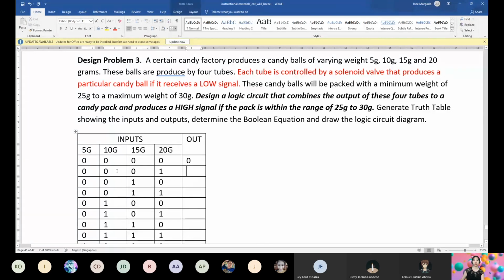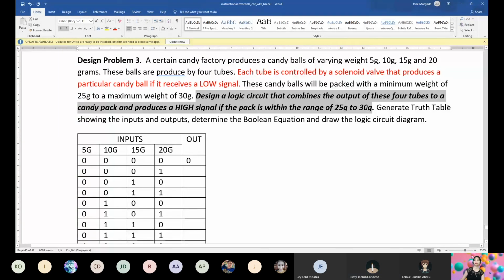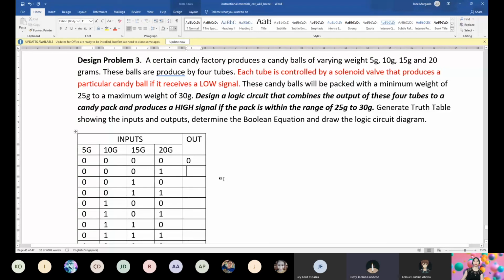How about this one? 0, 0, 0, 1. What will be the output? 0. Why 0? Because, ma'am, it's below, only 20 grams. Design a logic circuit that combines the output of these four tubes to a candy pack and produces a high signal if the pack is within the range of 25 to 30 grams. So, what is the desirable weight? 25 to 30 grams. Okay? 0, 0, 0, 1. So, how heavy is it? 20 only, ma'am.